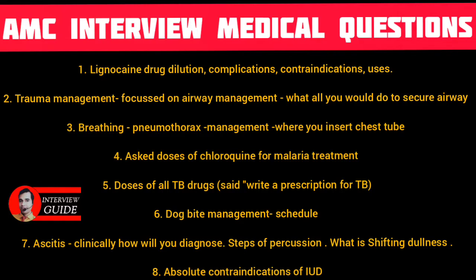The next question is the doses of chloroquine for malaria treatment. Chloroquine is a mainstay drug. That is, it is used for treatment of uncomplicated malaria caused by Plasmodium falciparum, ovale, vivax, and malariae. The dose of chloroquine is 600 milligram base orally on the first day, single dose stat, followed by 300 milligram per oral at 6, 24, and 48 hours.